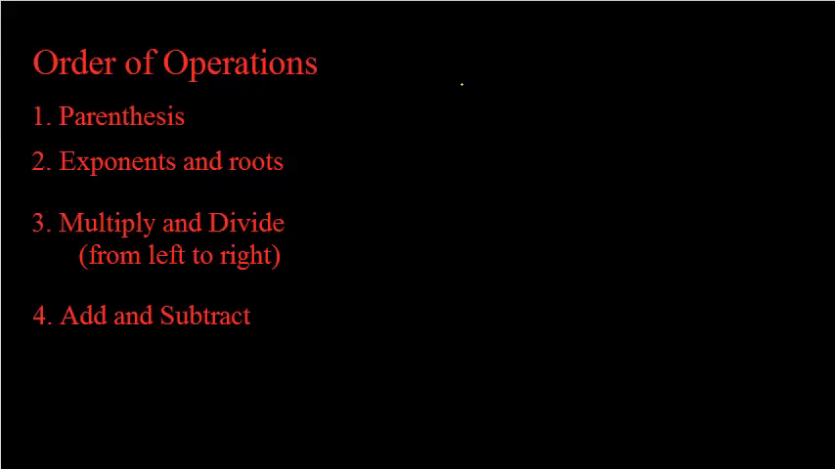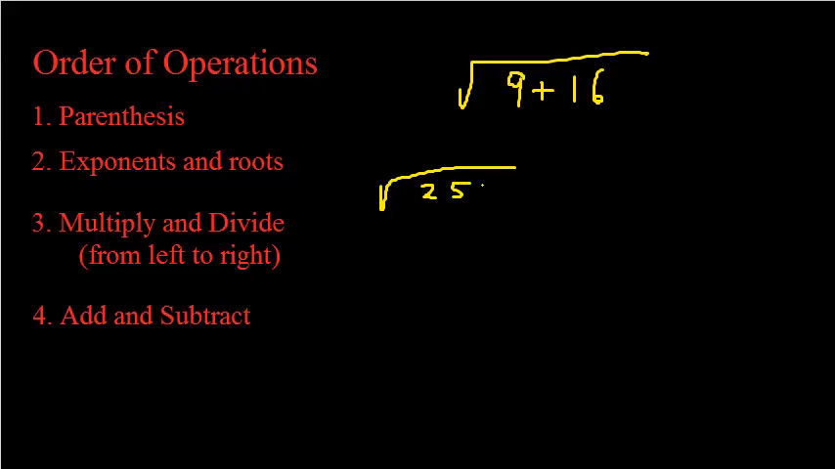However, we should take note of how to work out this 9 plus 16 inside of our square root. Anything under a square root needs to be worked out first. So for example, the way to do this would be to add 9 plus 16 to get our 25 first, and then we take the square root, 5.